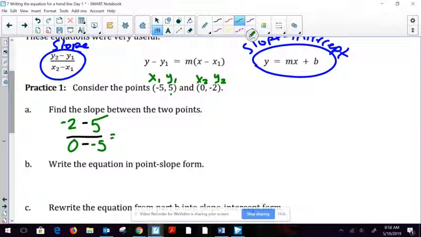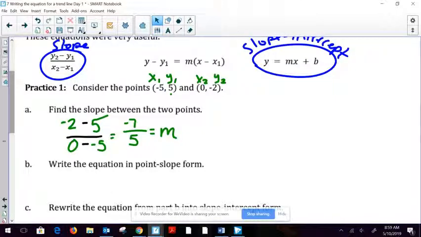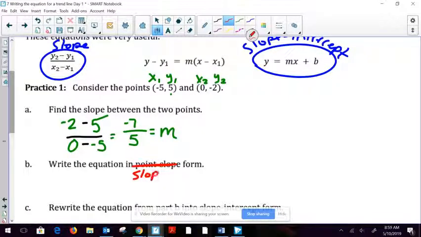The thing you really have to watch here is to watch your signs. What is negative 2 minus 5? Good job, negative 7. And what's 0 minus a negative 5? Yes, it's a positive 5. So if I look at this fraction here, I cannot reduce it. I cannot turn it into a whole number. So this is just my slope. Now that I have a slope, I can go ahead and substitute both of these into, we're not going to say point slope form, we're going to say slope-intercept form.